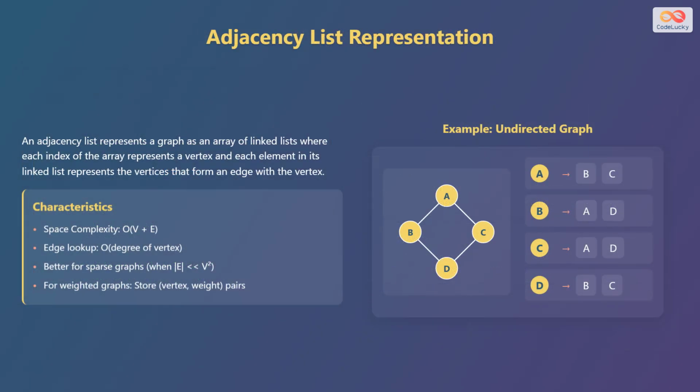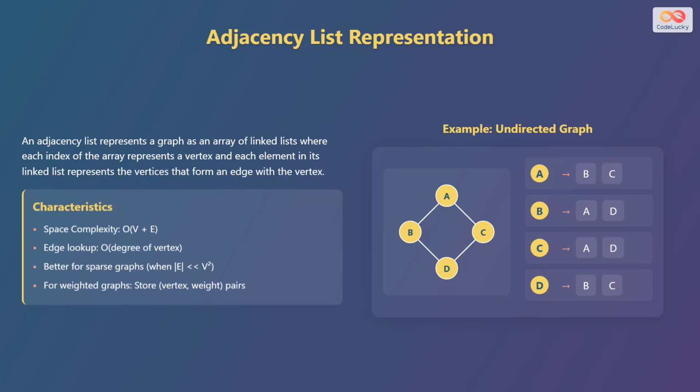An adjacency list represents a graph as an array of linked lists. Each index of the array represents a vertex, and each element in its linked list represents the vertices that form an edge with that vertex. Some key characteristics of adjacency lists include a space complexity of order of V plus E, where V is the number of vertices and E is the number of edges.